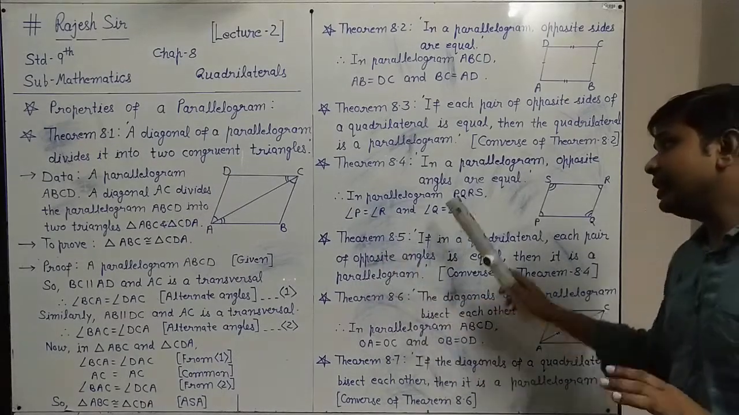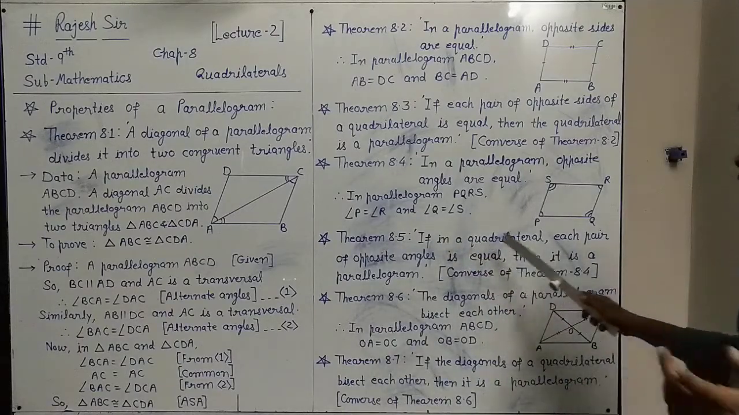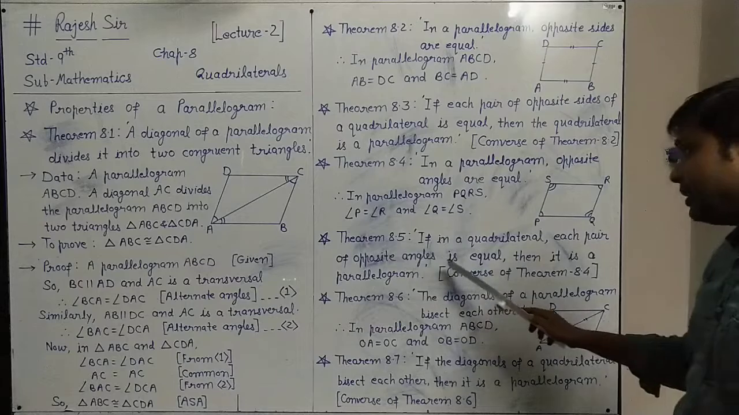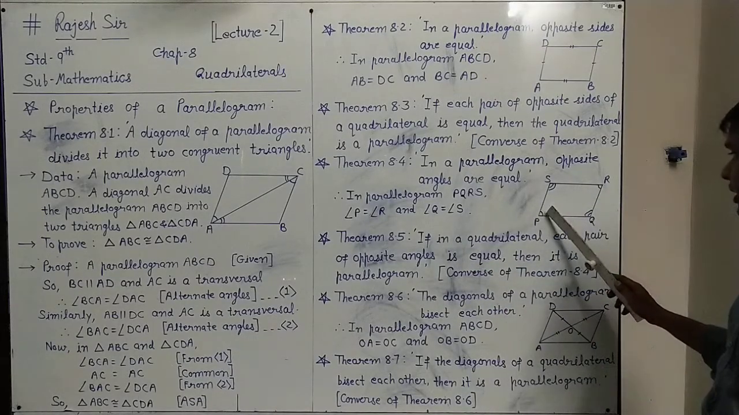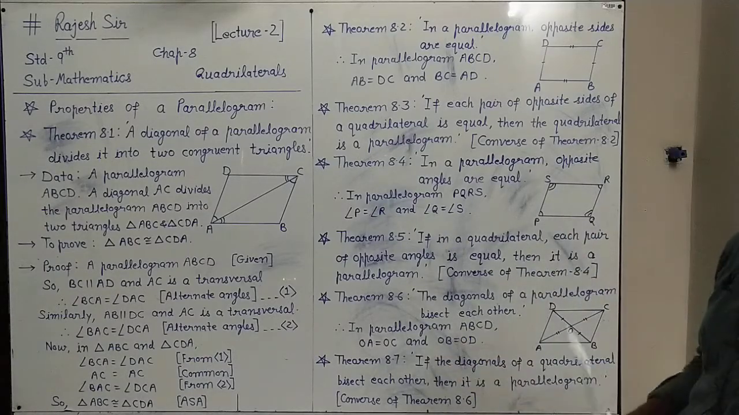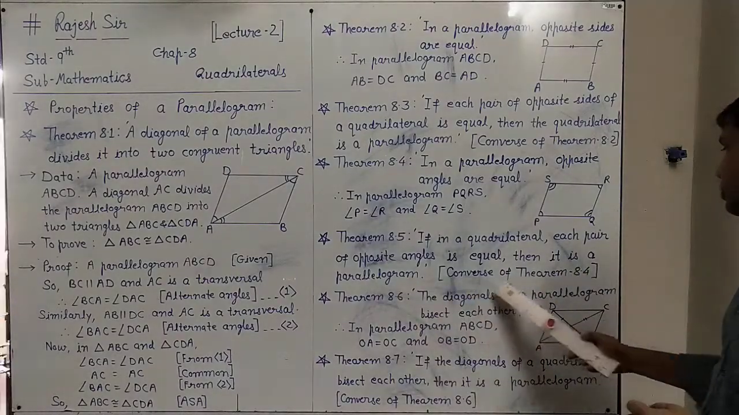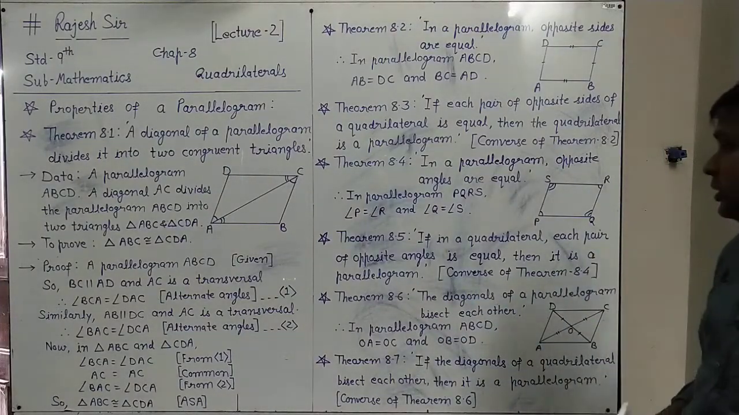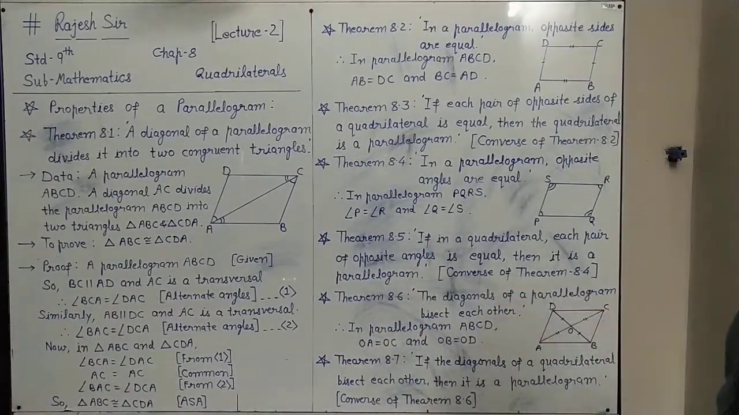Now theorem 8.5 is again the converse of theorem 8.4. If in a quadrilateral each pair of opposite angles is equal, if you find in a quadrilateral opposite angles are equal like this, angle P equal to angle R, angle Q equal to angle S, then the type of this quadrilateral is also a parallelogram. When you find opposite angles are equal in a quadrilateral, you will say it is a parallelogram. So it is the converse of theorem 8.4.